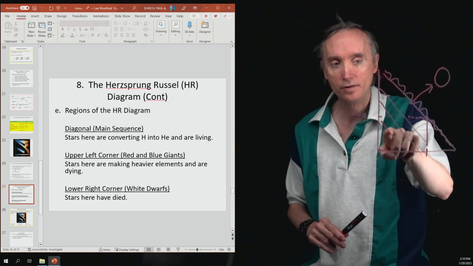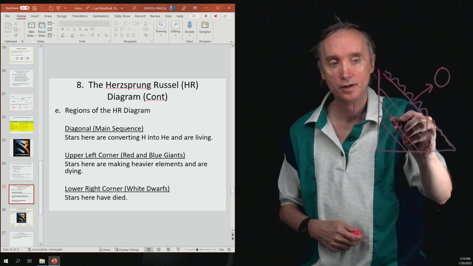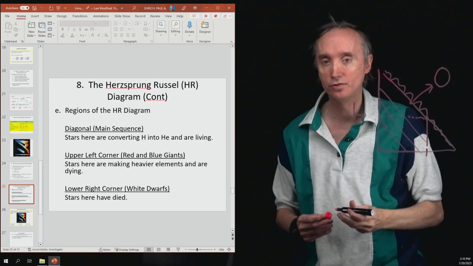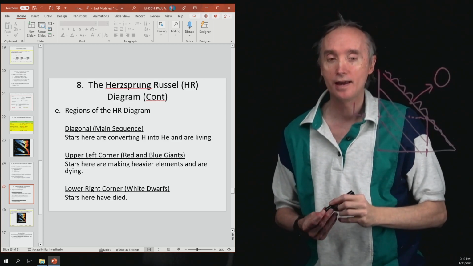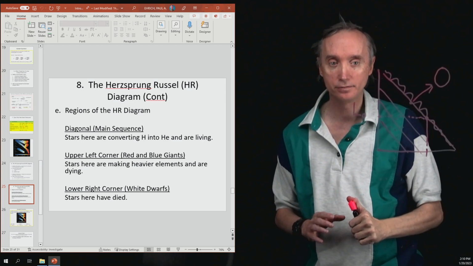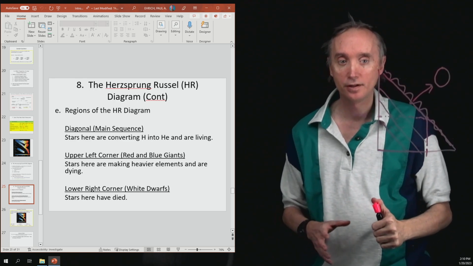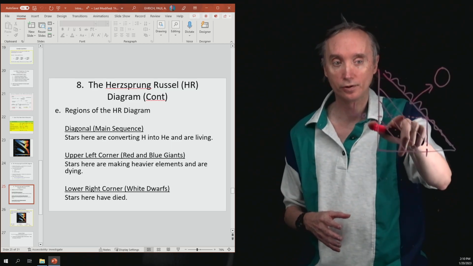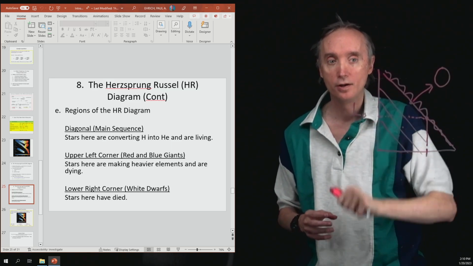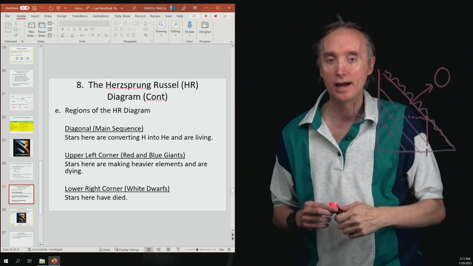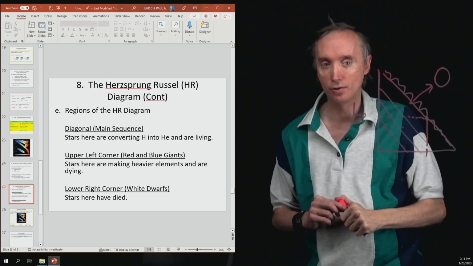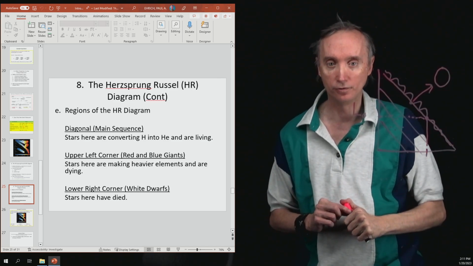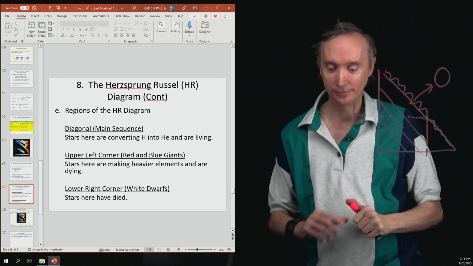Then you also have this region down here. This region is where the white dwarfs are at, and these stars have died. So they're dead. They're very, very slowly cooling off when they're in this region over here, but they don't have really active nuclear reactions going on in their cores anymore when they're a white dwarf and they're over here. Okay.